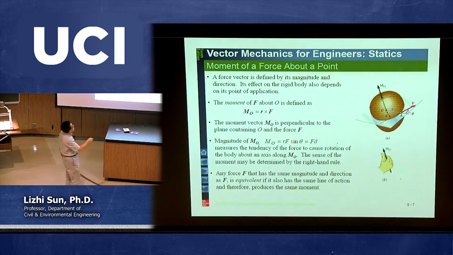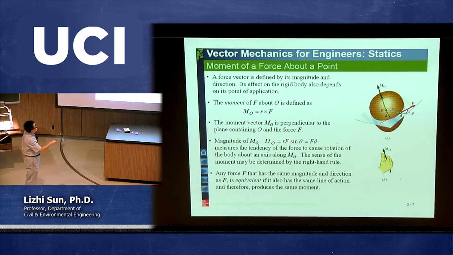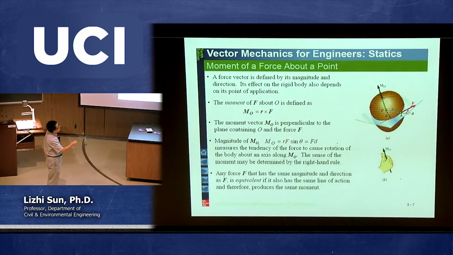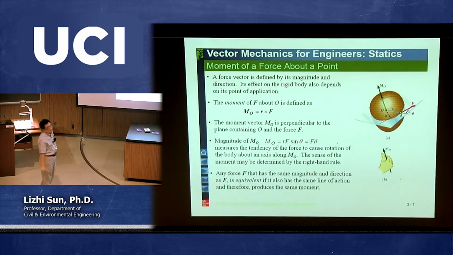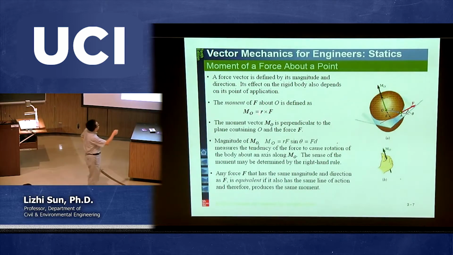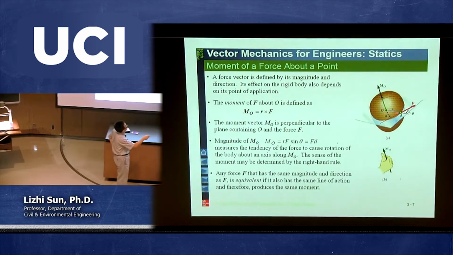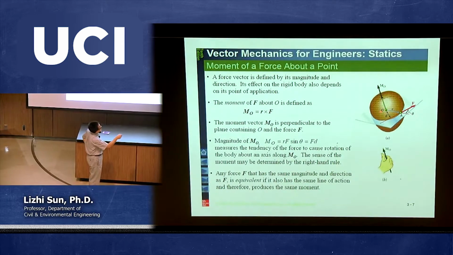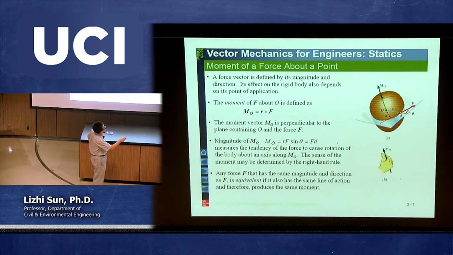Multiply the magnitude of this F. So the magnitude of this force vector, we use F. And then we need to multiply sine theta. Sine theta is the angle between these two vectors. So back to this one, R is a vector from O to A. So then this is a vector. And then the force vector is here. That's why this is the angle between these two vectors. So that's why you have R times F times sine theta.